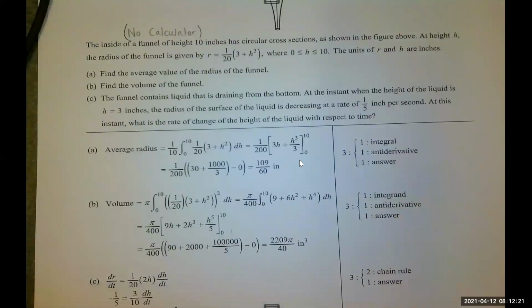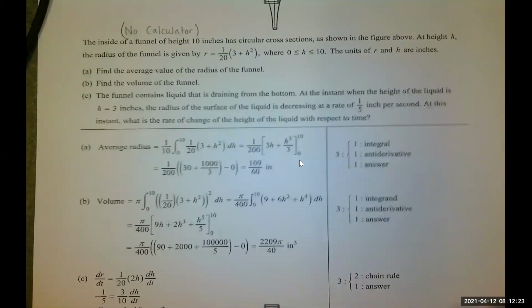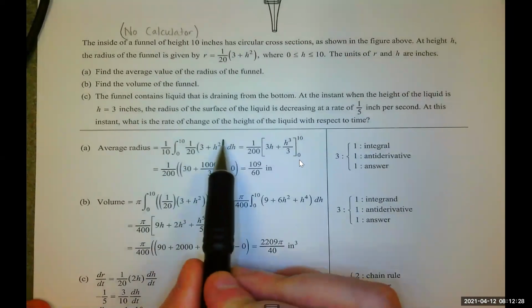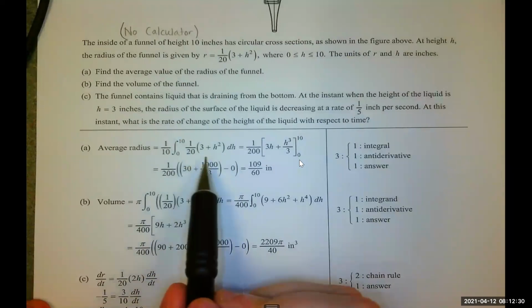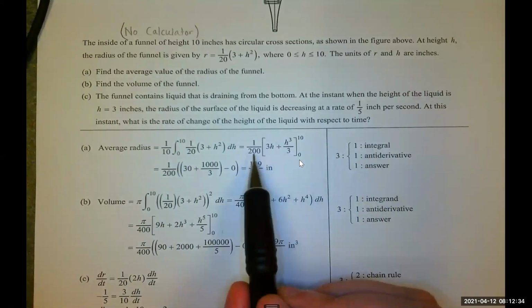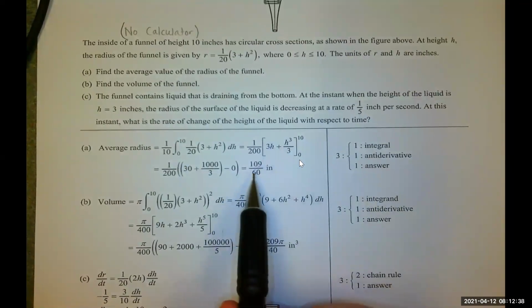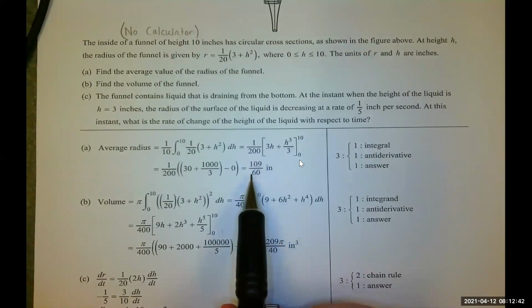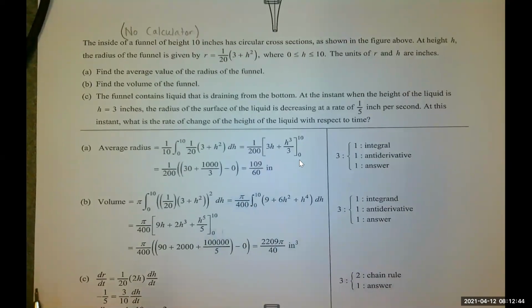So, scoring guidelines. 1 point for an integral. So you need some version of this. Notice how this one is slightly different from mine, but it's still fine. Antiderivative, you need some version of this. And then answer, you need some version of this. If all you have is 109/60th inches, that is a bald answer.